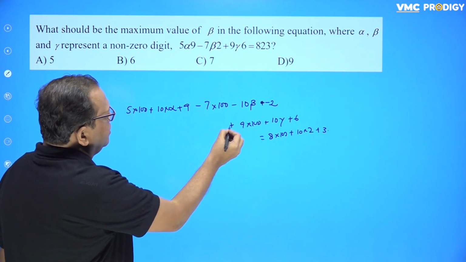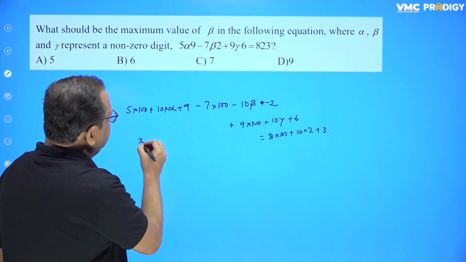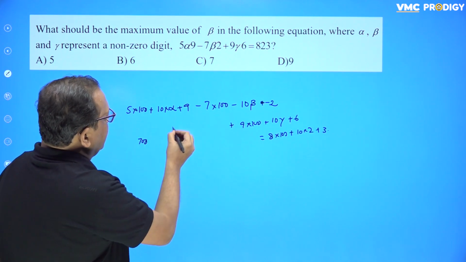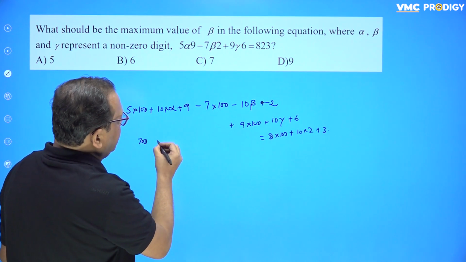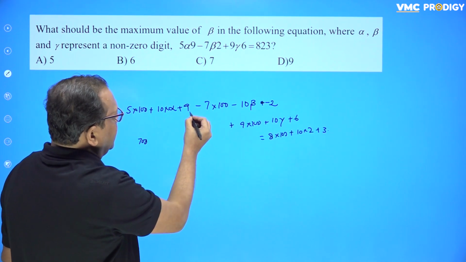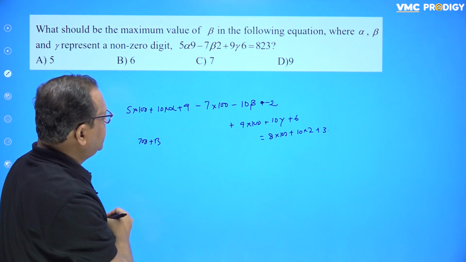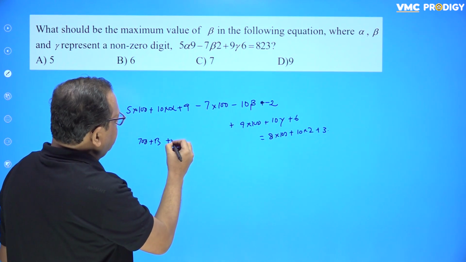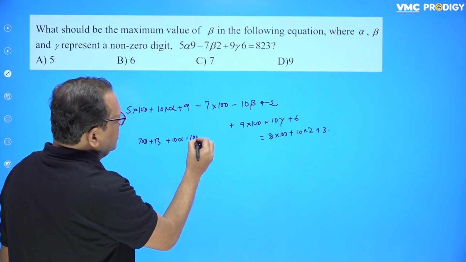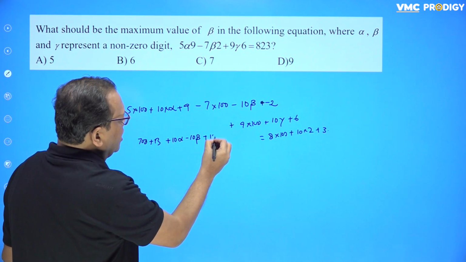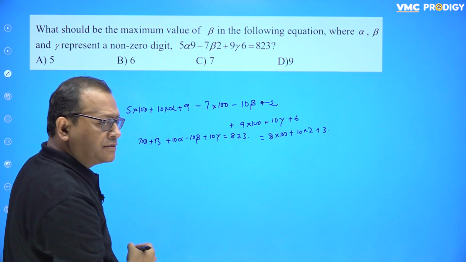500 minus 700 plus 900, so 1400 minus 700 is how much? 700. Okay, and 9 plus 6 minus 2 is 13. So 713. Can I write it? Plus 10 alpha minus 10 beta plus 10 gamma is equal to 823. I can write it like this.